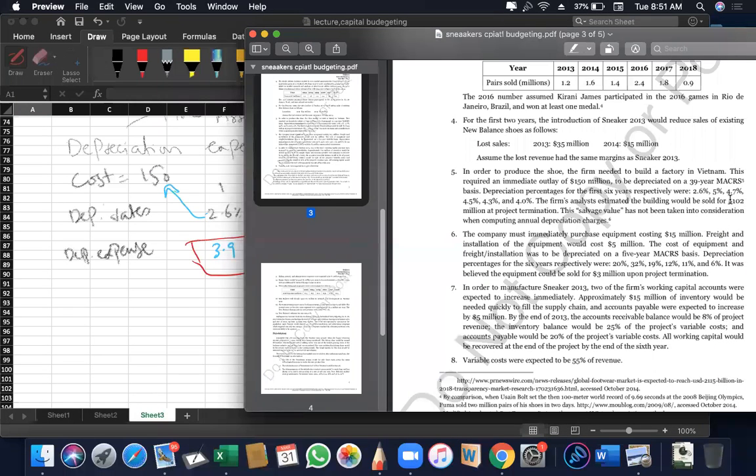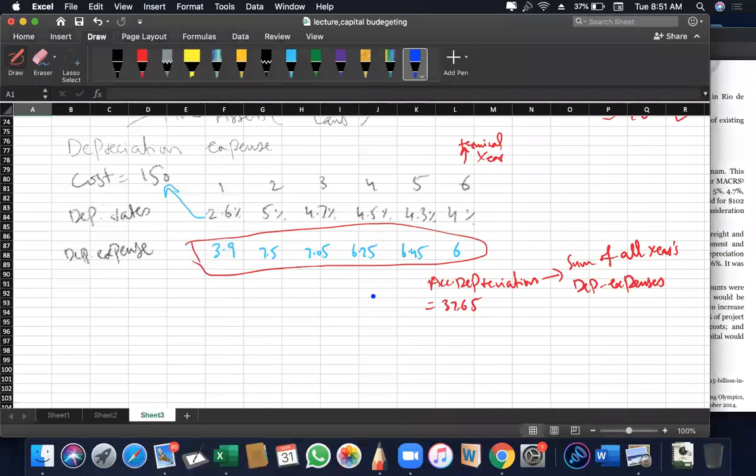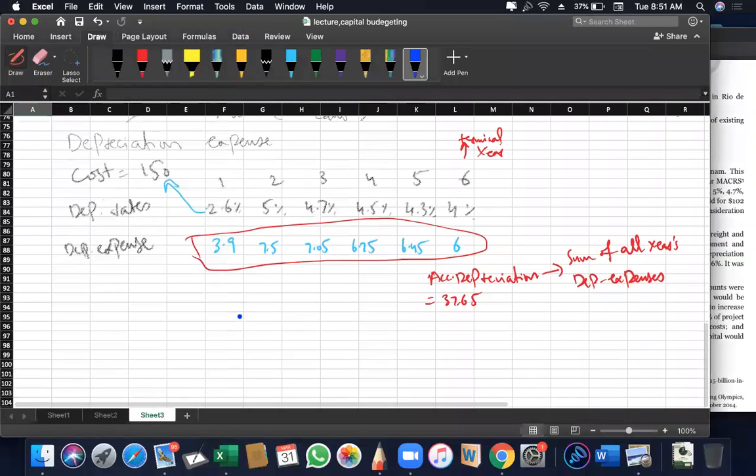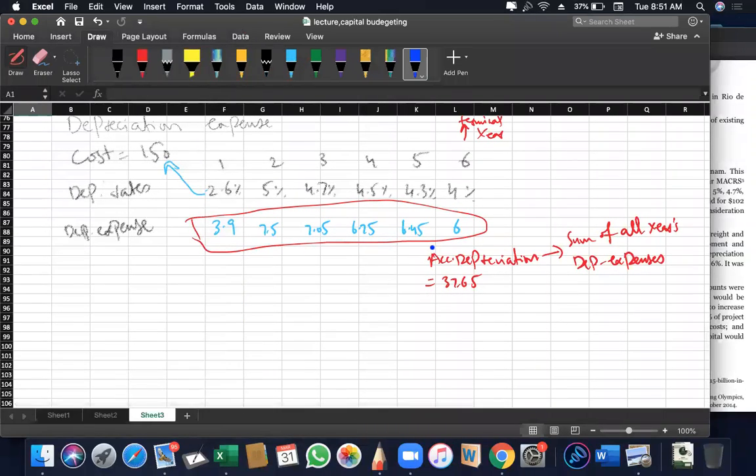Salvage value means terminal value, residual value. If I sell this asset at the end of the 6 years, it has a market value. I can sell it for 102 million dollars. So I have to check what the book value is. What is the formula of the book value? It is cost minus accumulated depreciation. This is known as book value.